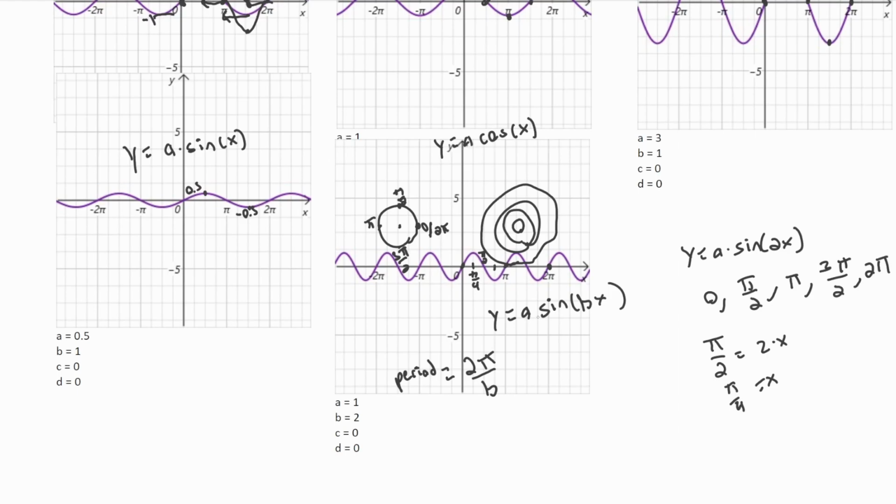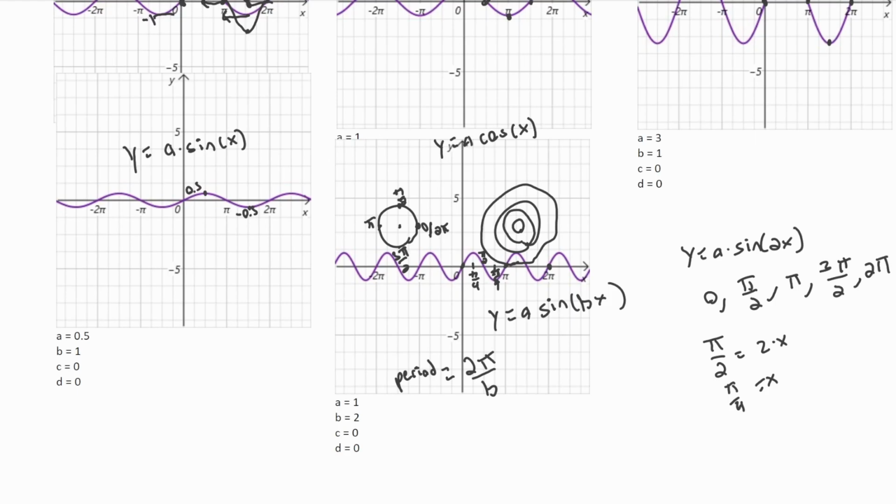So instead of our key features being at pi over 2, they're at pi over 4, at pi over 2, at 3 pi over 4, and at pi, because essentially anytime we plug in these values, we're going to multiply them by 2. So pi over 4 becomes pi over 2, pi over 2 becomes pi, 3 pi over 4 becomes 3 pi over 2, and pi becomes 2 pi. So we go through the full cycle that much faster.